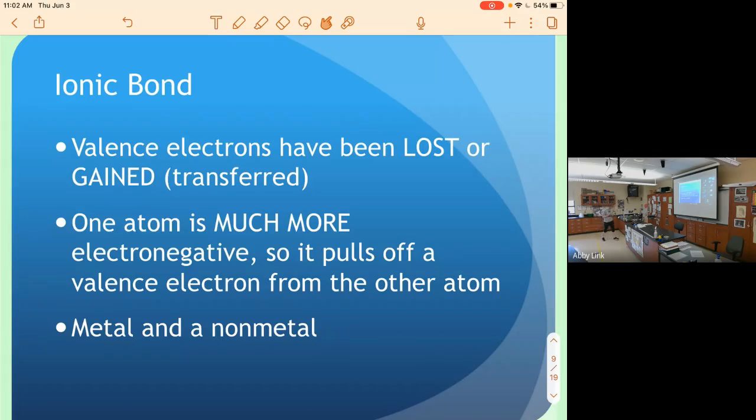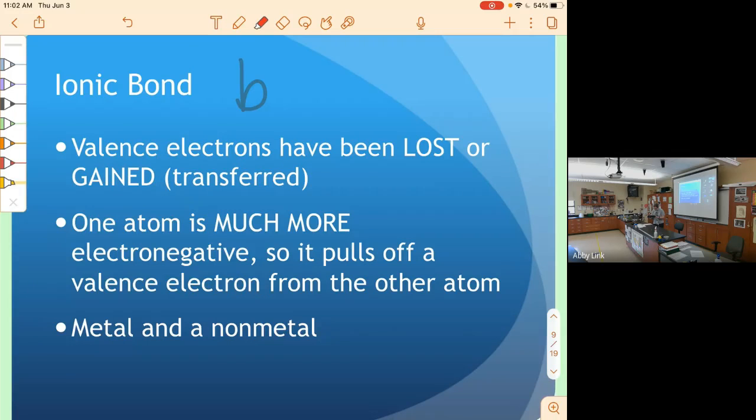I like to think of ionic bonds as basically consisting of a bully. What you end up seeing here is one element has a really high electronegativity, so it really wants an electron. And then you have an element that doesn't have a very high electronegativity. So the element with the high electronegativity kind of bullies the other element into giving its electron up. Our common example of this is NaCl, sodium chloride.